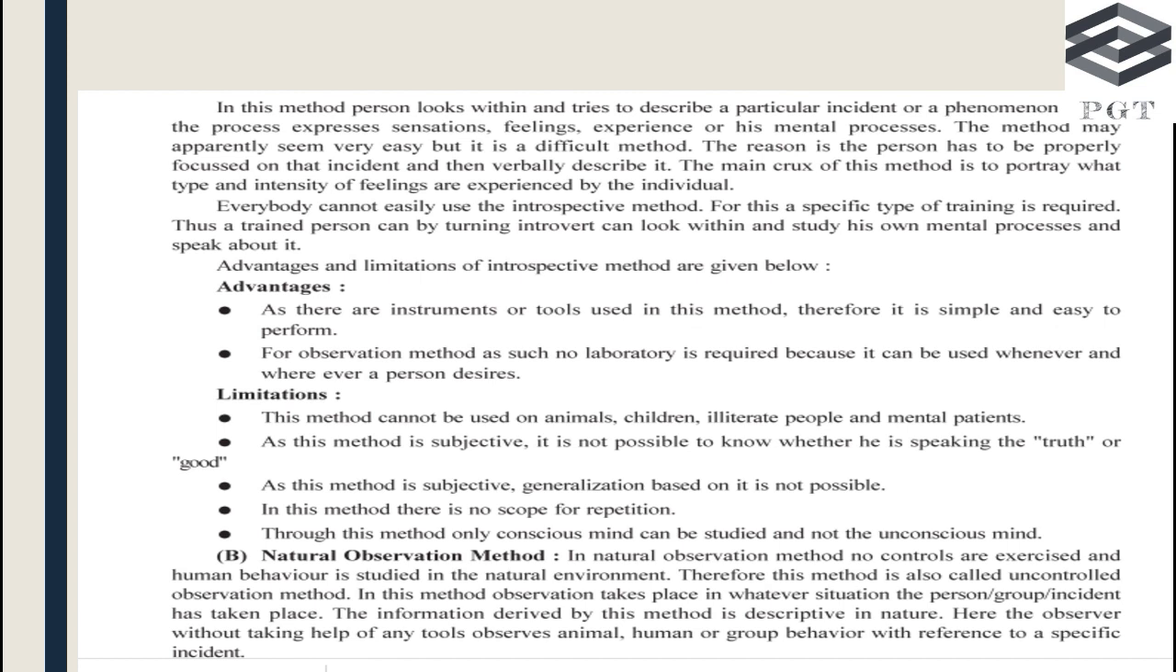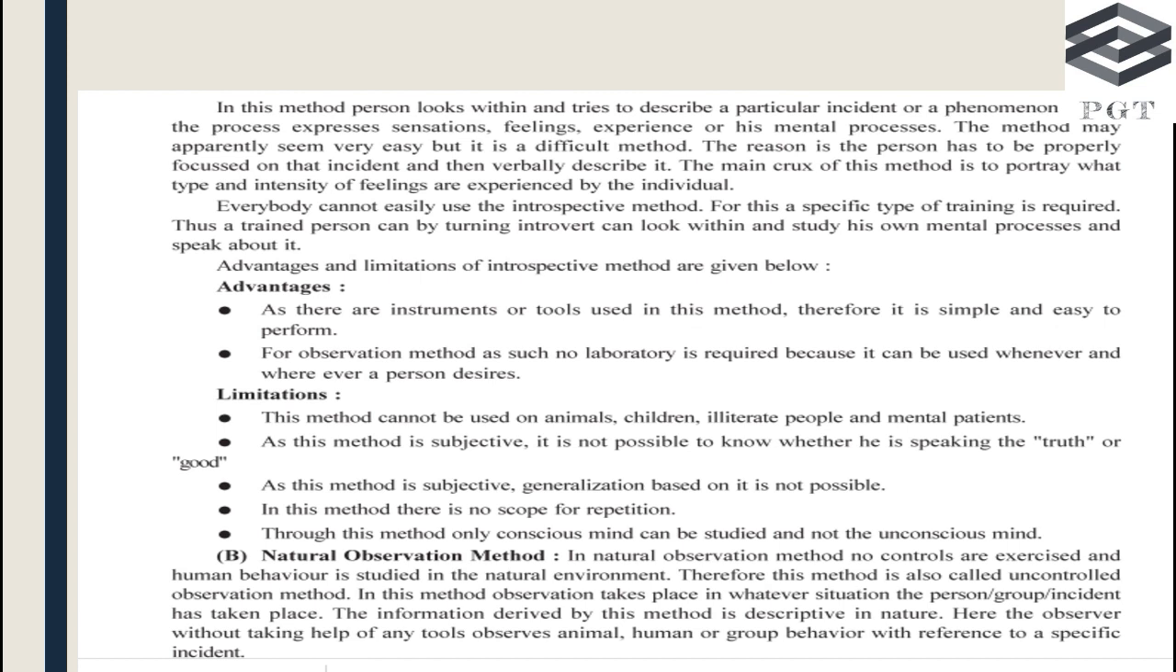Understand? In this method there is no scope for repetition. यानी कि कई बार रिपीटेशन भी हो जाता है. कई बार हमारी अच्छी मेमोरीज होती हैं, हम बार बार याद करते हैं. उसका मतलब ये नहीं कि हम एक ही बात सोच रहे हैं. That means that memory has been stored and that makes our mind fresh, so that's why we are remembering.